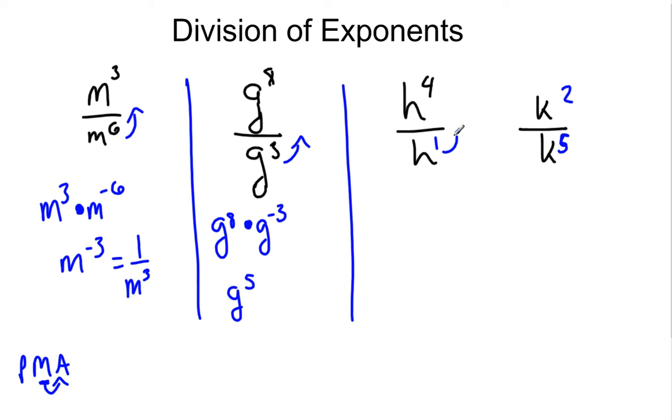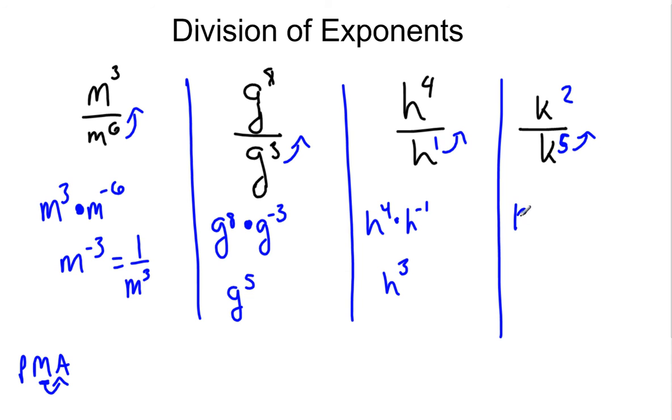And this one, if you move him up, is h to the 4th times h to the negative 1, which gives you h to the 3rd. And here, if you move this guy to the top, you have k squared times k to the negative 5th. Because the powers are being multiplied together, you add the exponents, and you get k to the negative 3rd. And then using your negative exponent property, we're going to move this guy to the denominator of the fraction, because right now it's at the top, and I get 1 over k cubed.